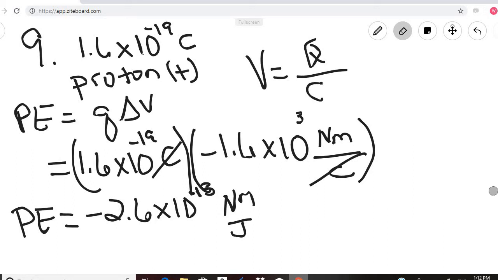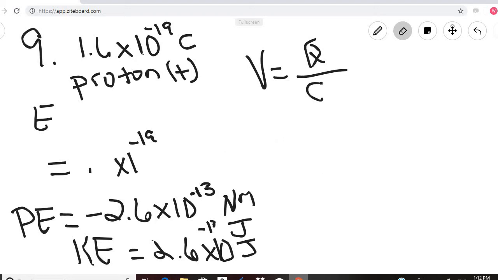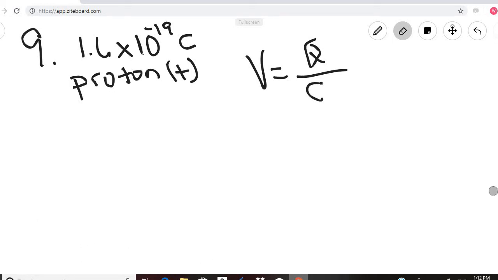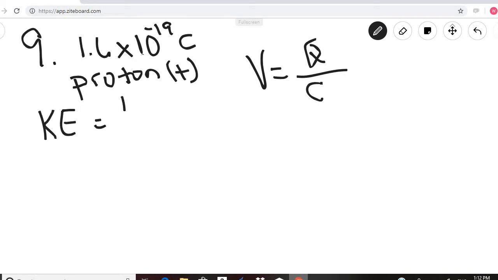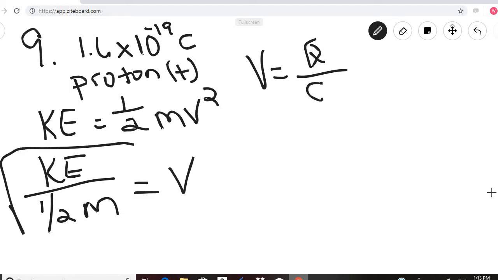Okay, so that's our potential energy, and the negative tells us that the potential energy decreased by that much. So then we know that all of that became kinetic energy. So kinetic energy is positive 2.6 times 10 to the negative 13 joules. Okay, now with that kinetic energy, we can determine the velocity. So again, kinetic energy is equal to 1/2 mv squared. So kinetic energy divided by 1/2 and divided by m, and take the square root of that to get v.